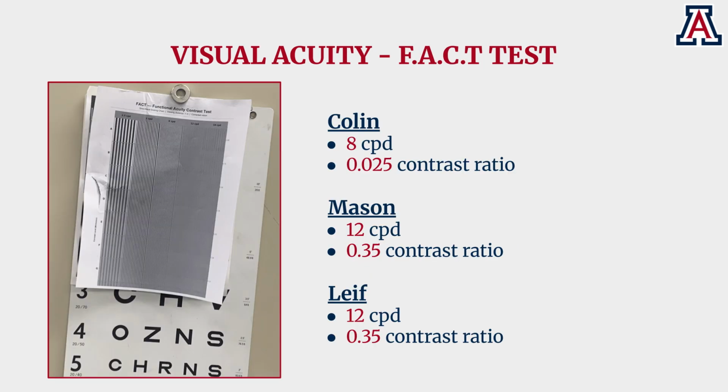Another test we performed was the Functional Acuity Contrast Test, or FACT. This test measures contrast sensitivity and resolution, in other words, how well we can distinguish closely spaced details at different contrast levels. The chart contains sinusoidal patterns that increase in spatial frequency from left to right, measured in cycles per degree. As you move down the chart, the contrast decreases, making the patterns harder to see. We conducted the test from a distance of 1 meter.